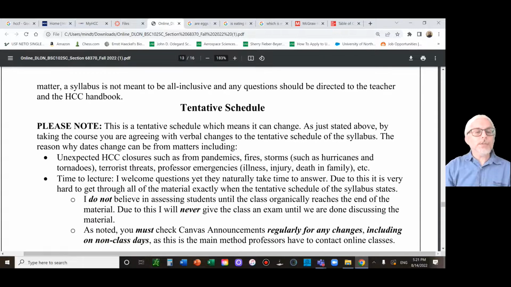Right, and pretty much last but not least, your tentative schedule. I'm noting here things that might get in the way of a tentative schedule. That's why I have this. I used to have, at the very beginning 20 years ago, I just said schedule. And people quickly pointed out, yeah, you can't do that. You've got to have tentative in front of it because you never know what's going to happen. Like pandemic, fire, storms, these little things called hurricanes, terrorist threats, professor emergency, whatever it is.